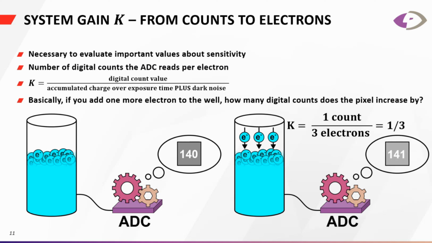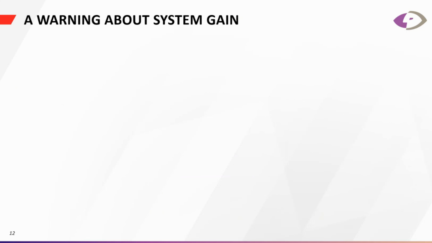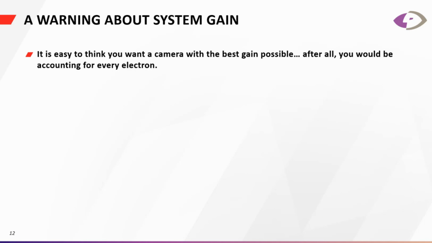is 1/3. Now, a warning about system gain, and this is why we wouldn't recommend using it as an intuitive way to understand sensitivity. Because it's pretty easy to think that you'd want the camera with the best gain possible. After all, you'd be accounting for every single electron.